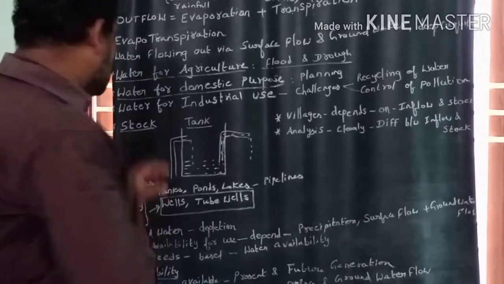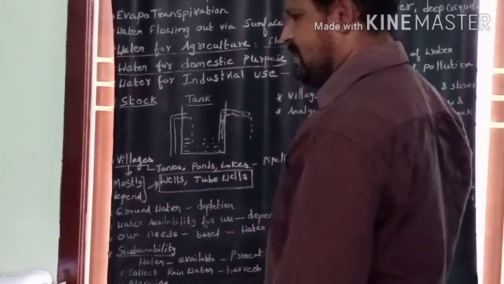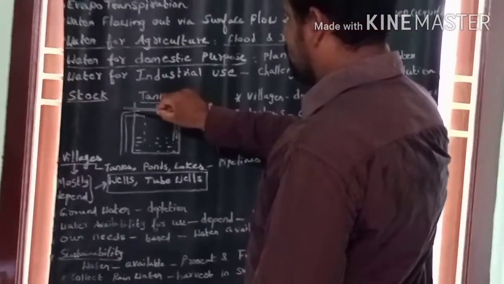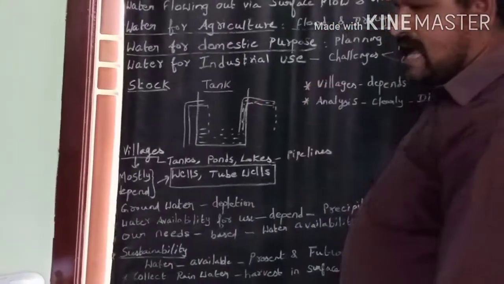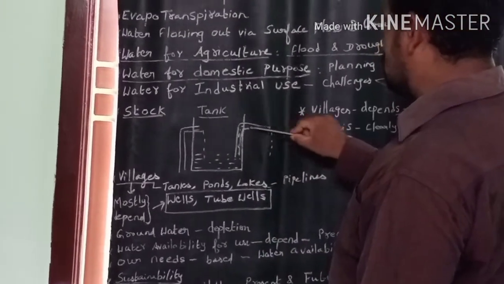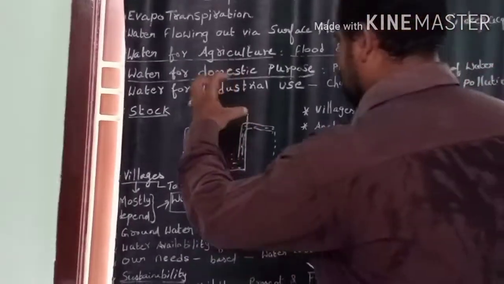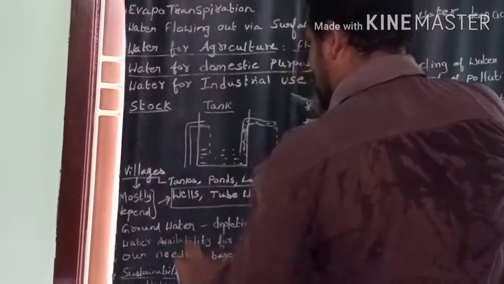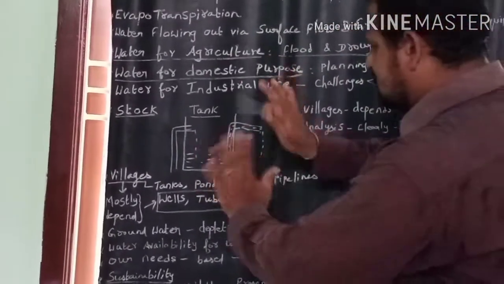Children, now you close the inlet pipe and the outlet pipe. When you close the inlet pipe, the water from the underground does not fill inside the tank. When you close the outlet pipe, the water from the tank does not go to the taps that we use. So when we close both pipes, the water does not flow.